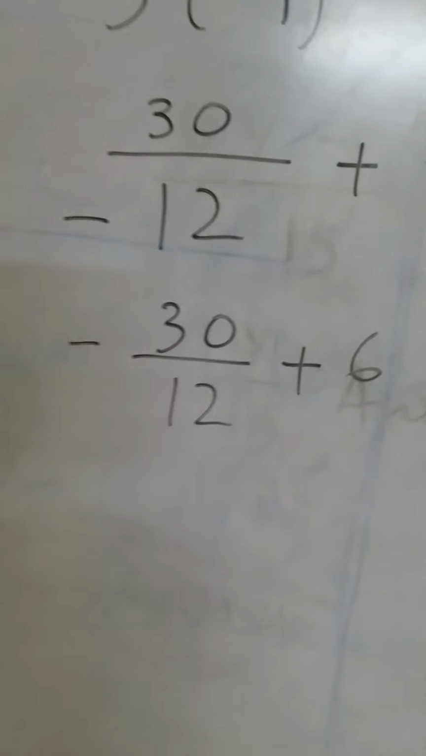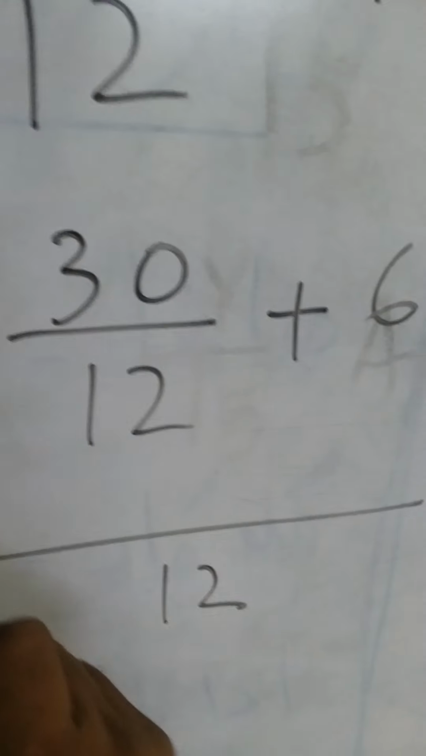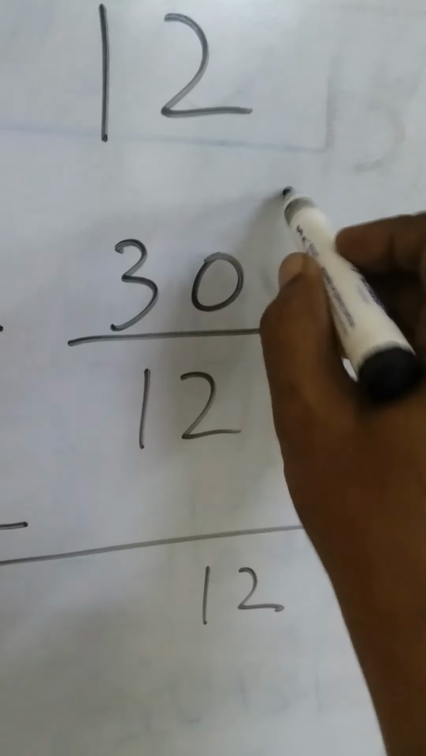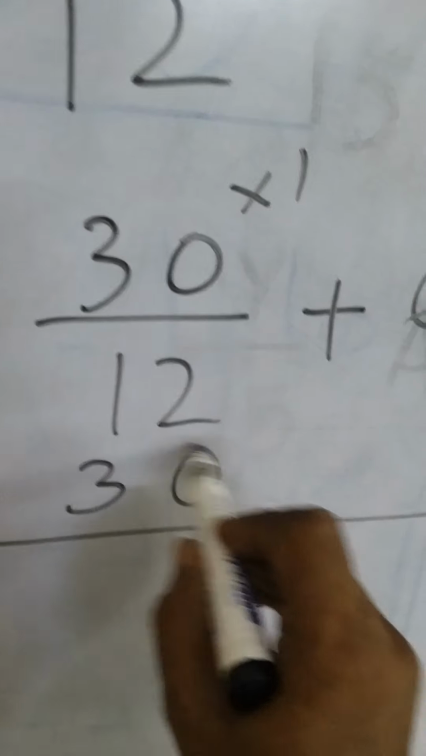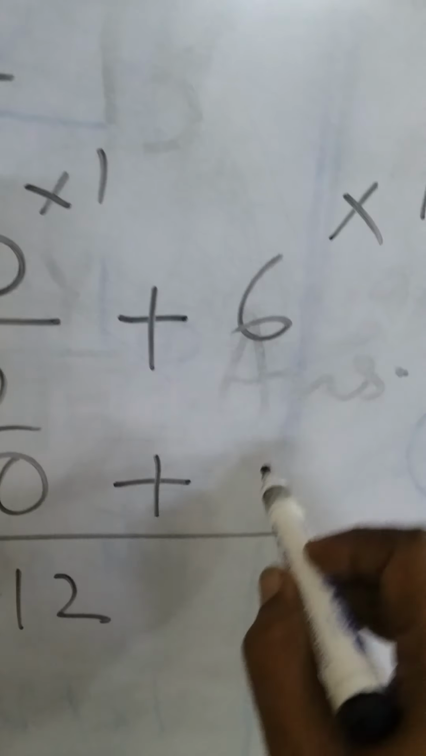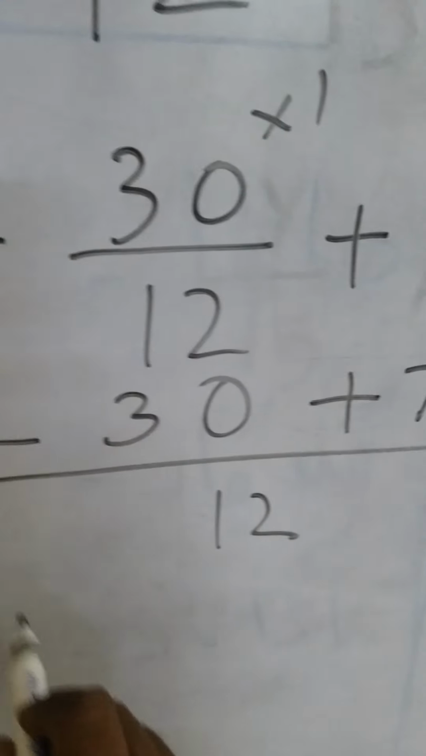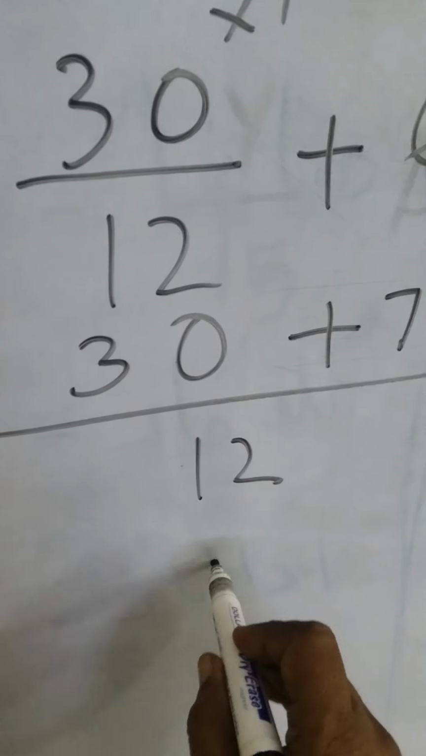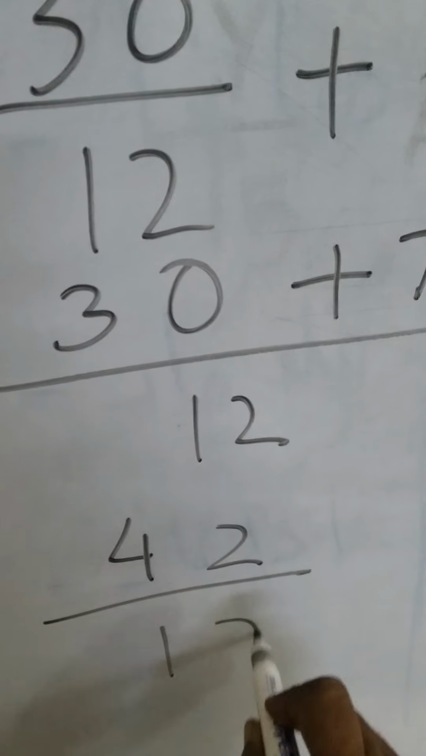Okay, now when we will take LCM we will get 12, and this will be multiplied by 1 and this will be multiplied by 12. So we will get 30 over here and we will get 72. So when we will subtract we will get 42 upon 12.